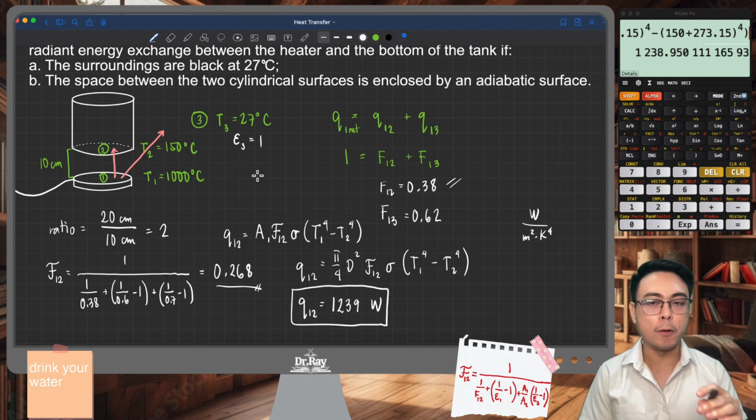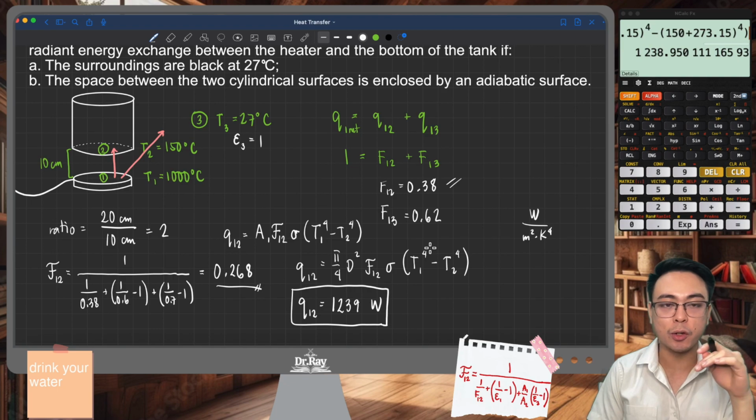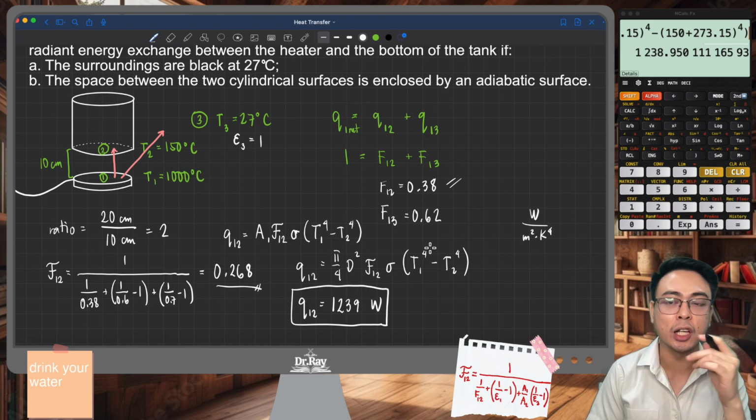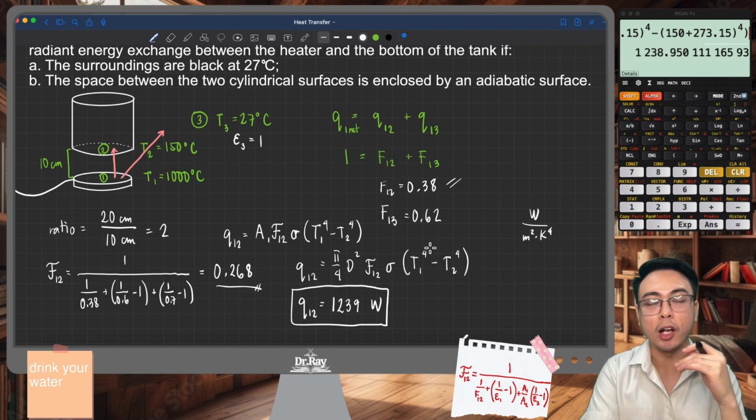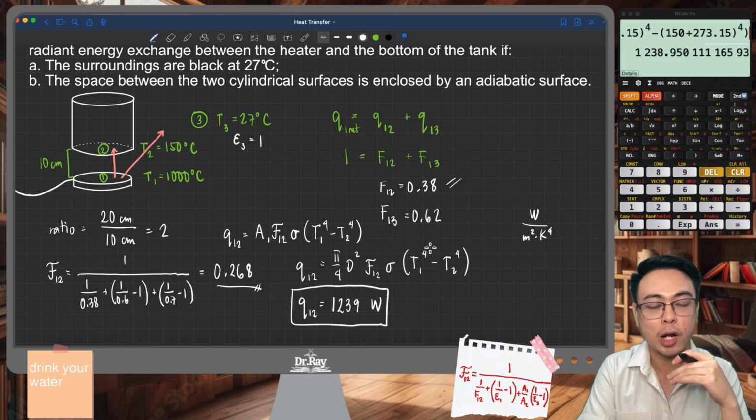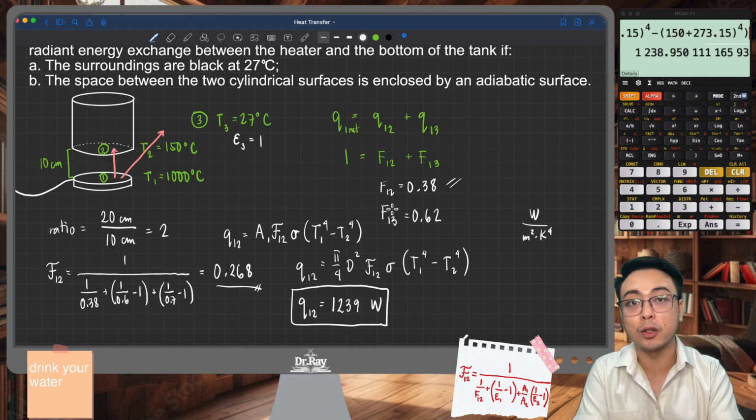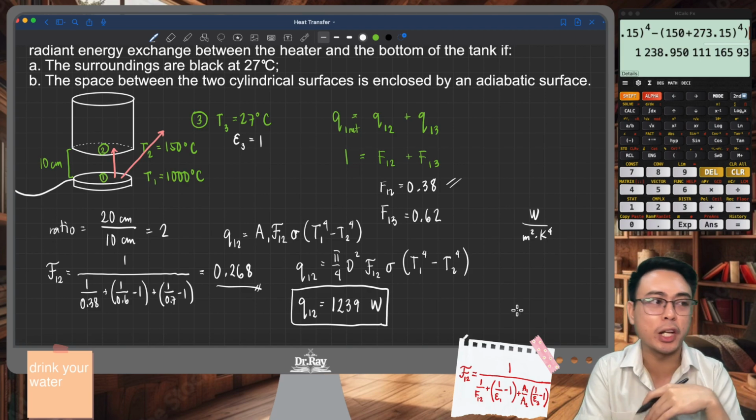Okay? Now, you might want to take note that the view factor from plate 1 to the third body is larger compared to the view factor from plate 1 to plate 2, right? Because we can imagine that since there is a considerable gap between plate 1 and plate 2, a lot of energy gets lost to the surroundings. So do not be surprised if the value of Q13 is larger than that of Q12. Okay? But that's how we answer letter A.